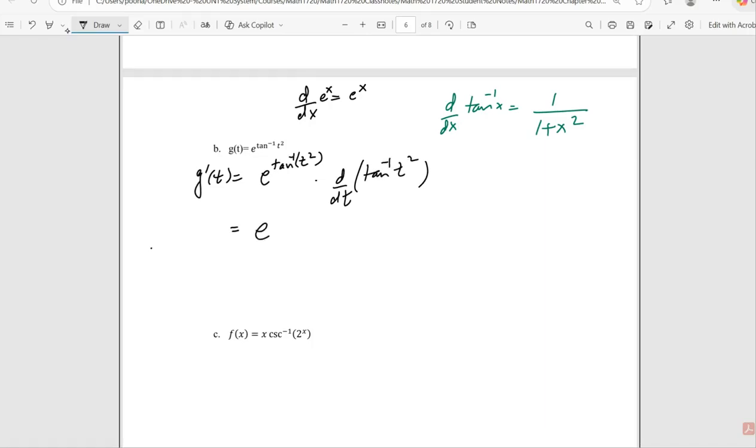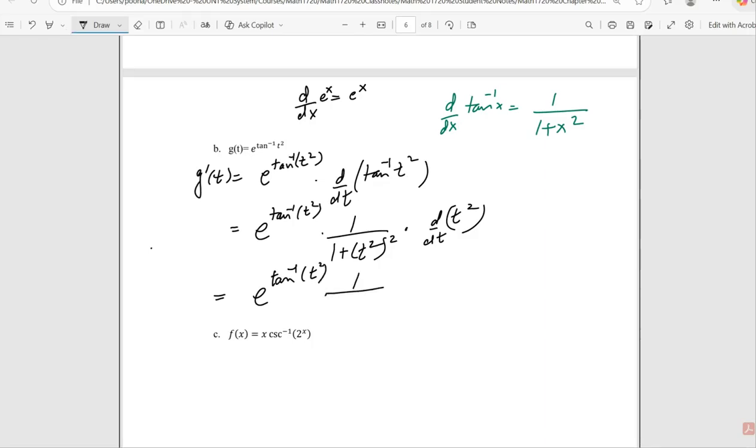Let's write that down. e to the power tangent inverse t squared. The derivative of tangent inverse is 1 by 1 plus x squared, so in place of x is t squared, whole squared, times the derivative of t squared. That is because of the chain rule. So what do we have? e to the power tangent inverse t squared times 1 by 1 plus t to the power 4 times 2t. So that should be your final answer.